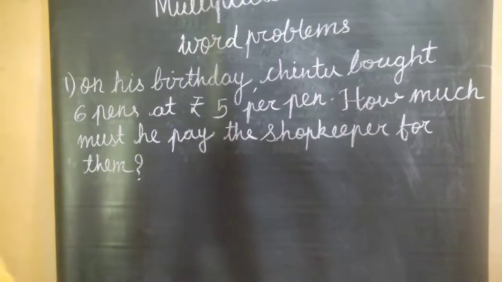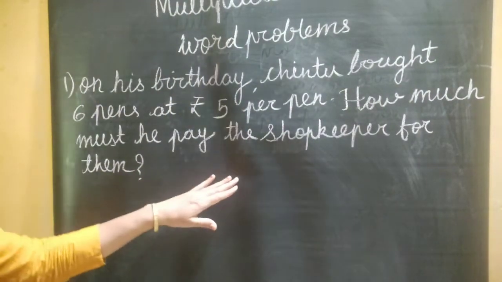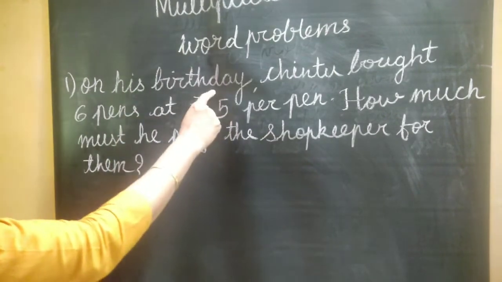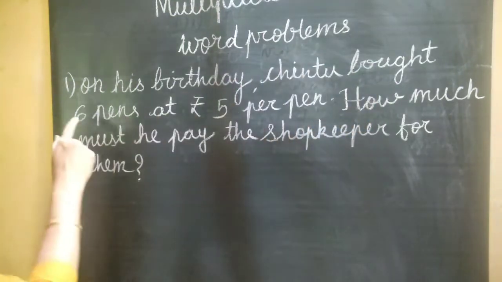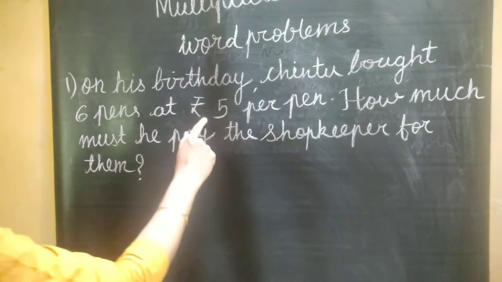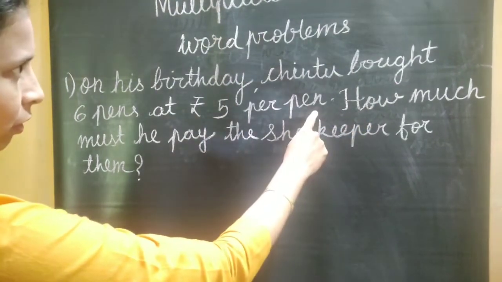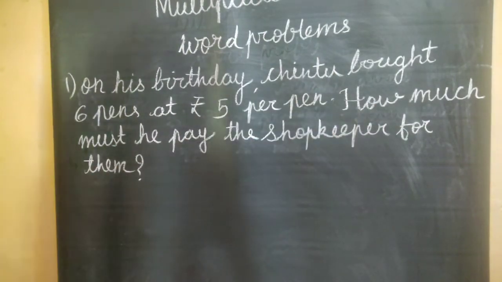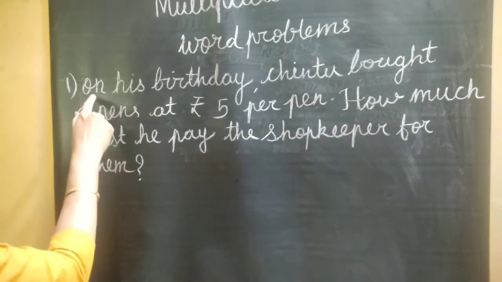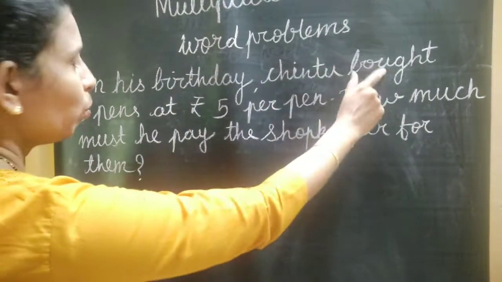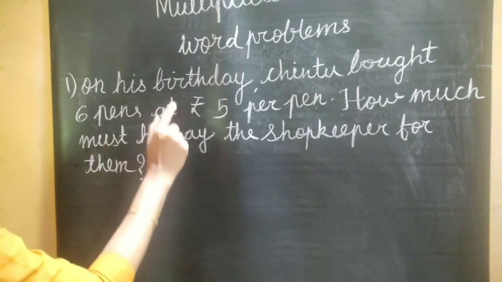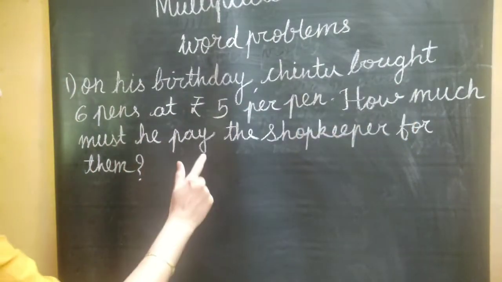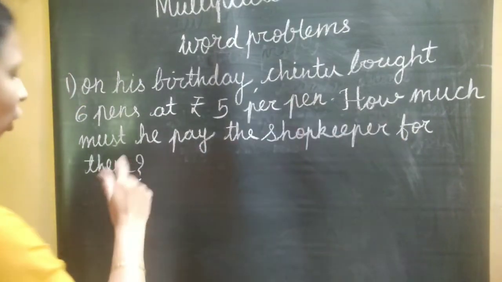So students, here I have written the first example. Read. On his birthday, Chintu bought 6 pens at ₹5 per pen. How much must he pay the shopkeeper for them? I repeat. On his birthday, Chintu bought 6 pens at ₹5 per pen. How much must he pay the shopkeeper for them?